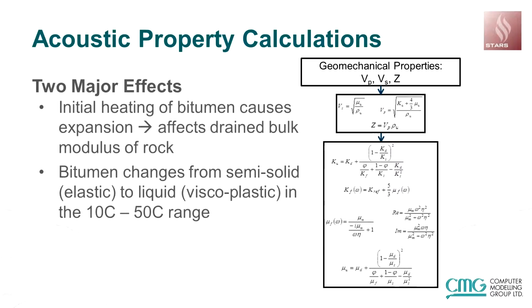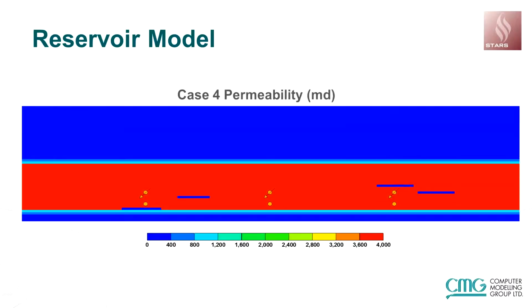And we did some calculations to compute the values of compressional wave velocity, shear wave velocity, and acoustic impedance using the equation on the right-hand side. We also took a major effect into consideration, which was the fact that the bitumen can change from solid to liquid in the 10 degrees to 50 degrees Celsius range. And we set up simple cases.